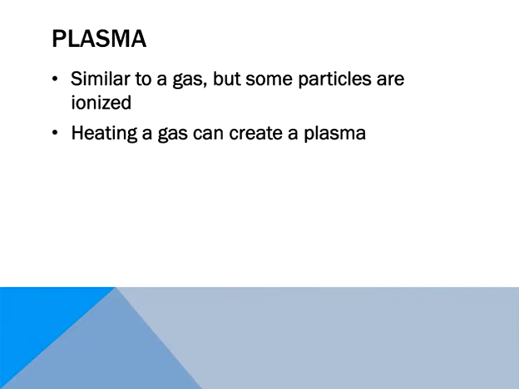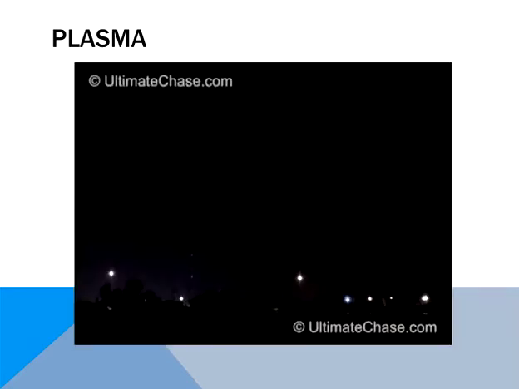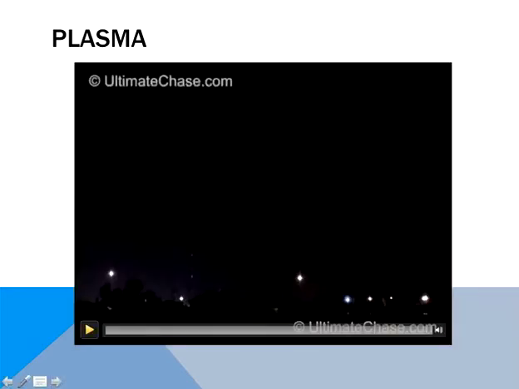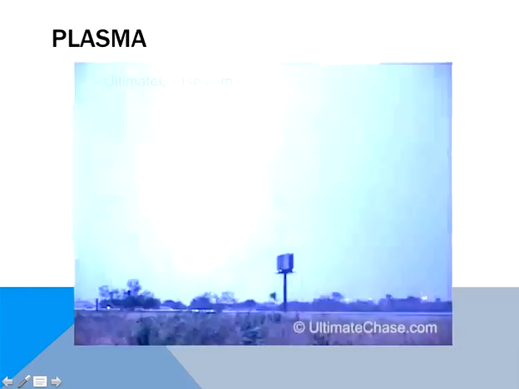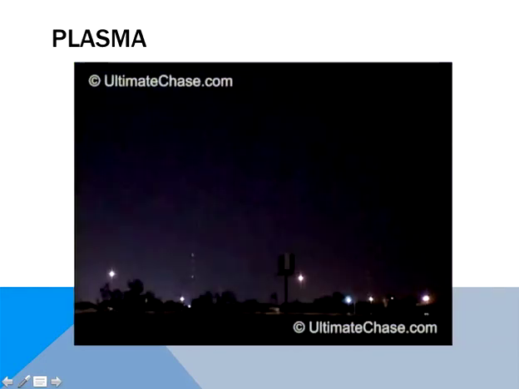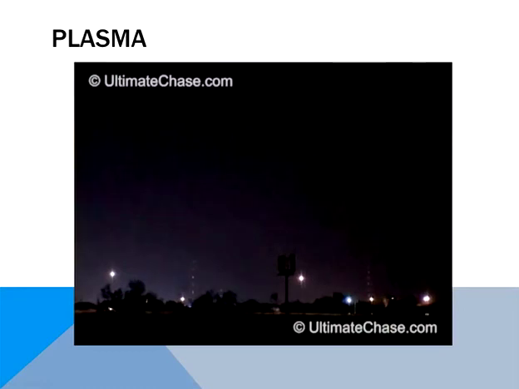When you have a gas, you can heat it to create a plasma. You guys see plasma fairly often when it storms. Lightning is plasma. So the heat of the lightning strike ionizes the air and turns it into a plasma. That's what's actually in the lightning strike that you see.